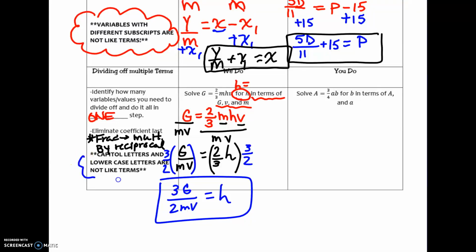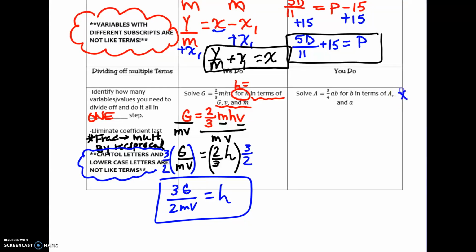One thing that I noted down here is, just like we said that subscripts separate variables from each other, capital letters and lowercase letters in literal equations are not the same term. They are not like terms, which will come in handy over here. So what I would like you to do is try the second example, pause the video, and then come back and push play once you're done to check your answer.